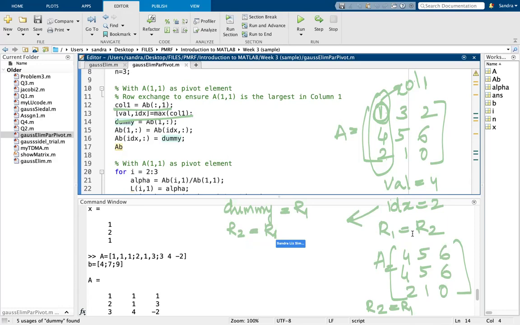That will give me this one, 4, 5, 6, 4, 5, 6, 2, 1, 0. Now I write R2 is equal to dummy. This 4, 5, 6 will change; instead of that, I'll have dummy. Dummy is R1, that is 1, 3, 2. Now, did this get exchanged? These two rows got exchanged here, right? 4, 5, 6, 1, 3, 2. Did you understand why I'm using this dummy variable?